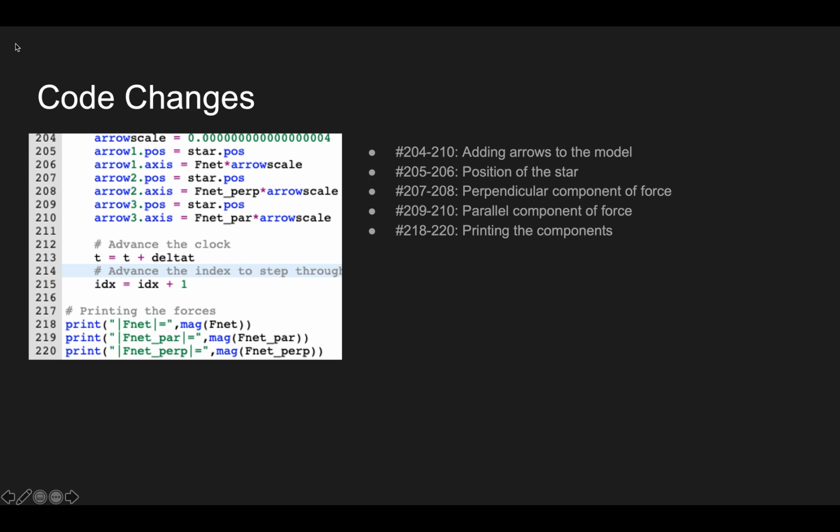There were not many changes made to the code in the section currently shown, mainly just formatting. So for lines 204 through 210, I created arrows and added them to the model for the components of net force, and then printed the final values in the end for F net parallel and F net perpendicular.